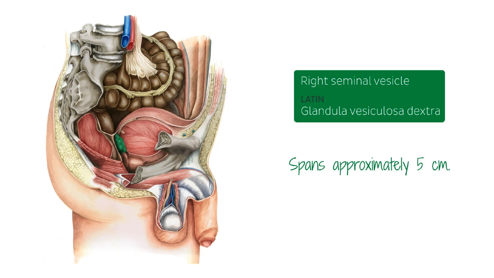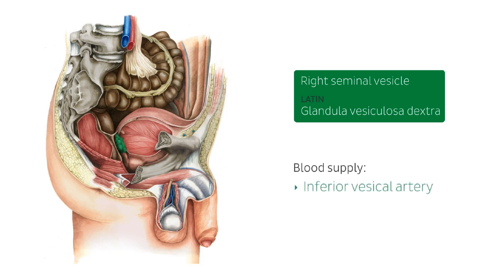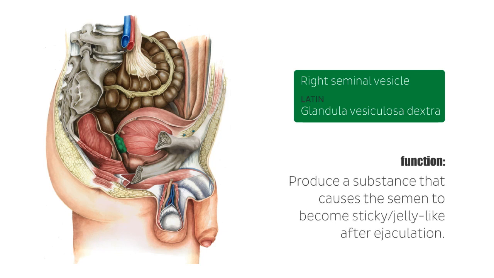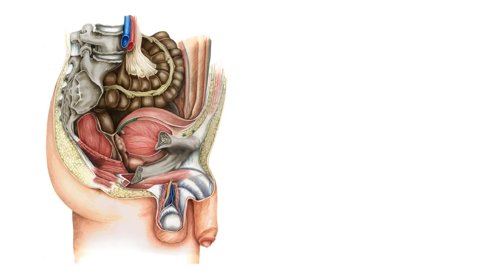Both the right and left seminal vesicles are supplied by a few arteries, including the inferior vesical artery and the middle rectal artery. There is also a function associated to these vesicles that we need to highlight here. These vesicles produce a substance that causes the semen to become sticky or jelly-like after ejaculation. We're moving on to the next structure that you see highlighted in green.